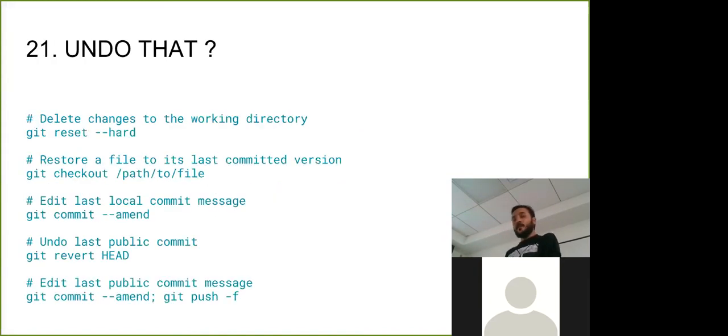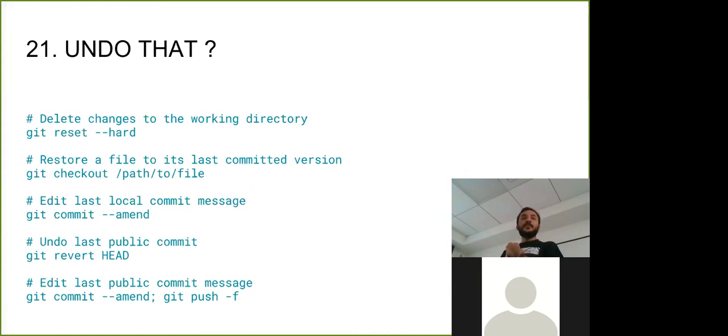Undo that. Not undo what? Now undo that. You know what you want to do, undo, right? So to delete changes to the working directory, you say git reset hyphen hard. To restore a file to its last committed version, git checkout, I think it's the same, with the specific file path. Edit last local commit message, right?